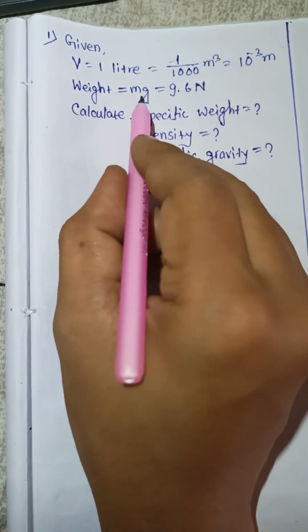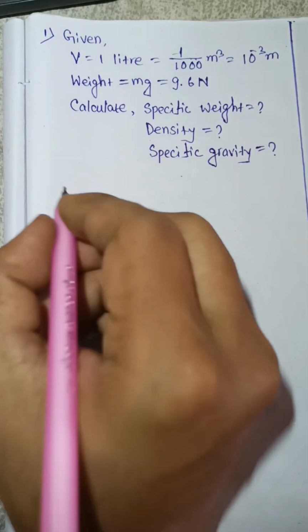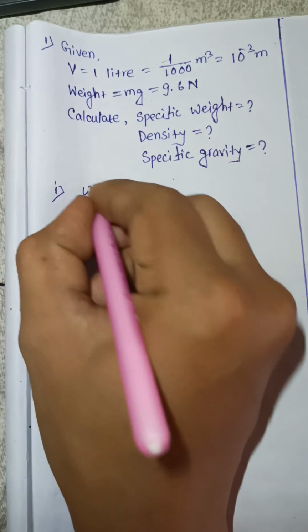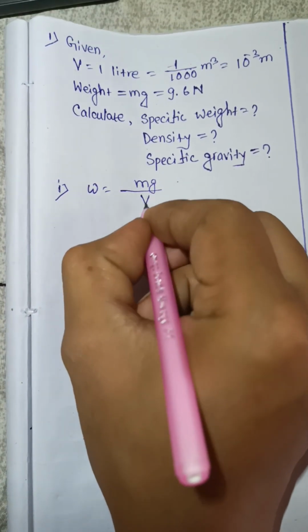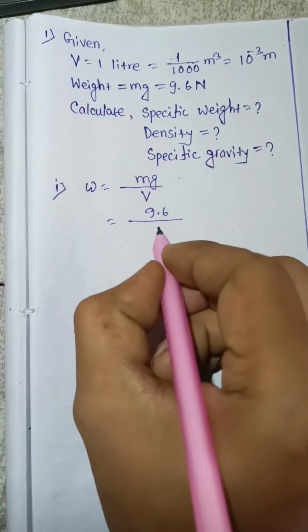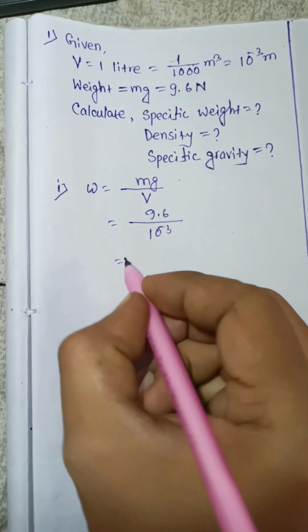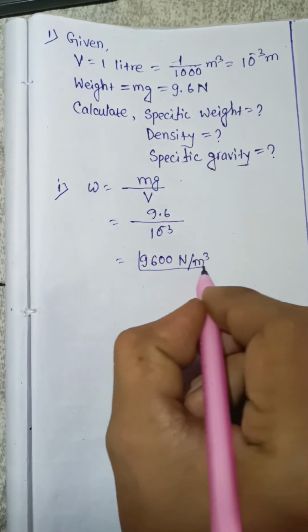And weight is given, that is equal to mg, 9.6 Newton. Calculate specific weight, density and specific gravity. We know the formula of specific weight, omega, is equal to weight of the fluid by volume of the fluid, so mg by volume. The weight of the fluid is 9.6, and volume is 10 to the power minus 3. So that is equal to 9600 Newton per meter cube. This will be the first answer.